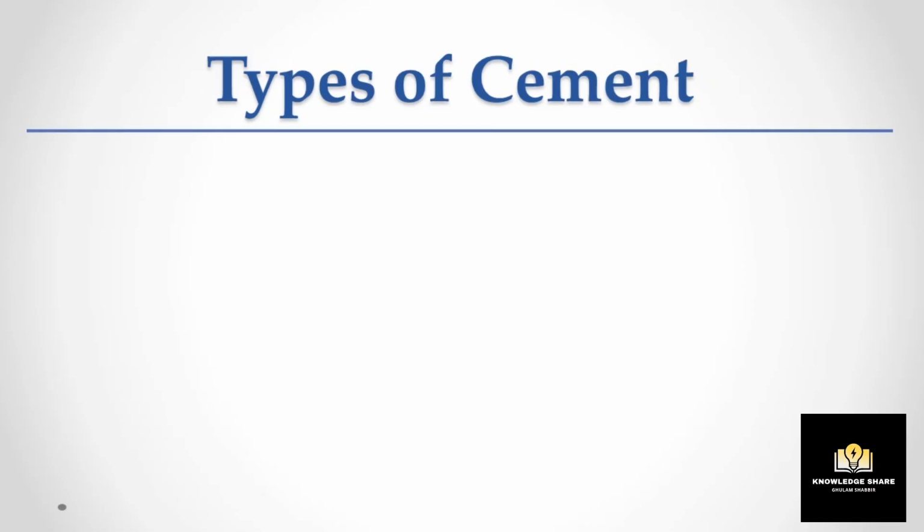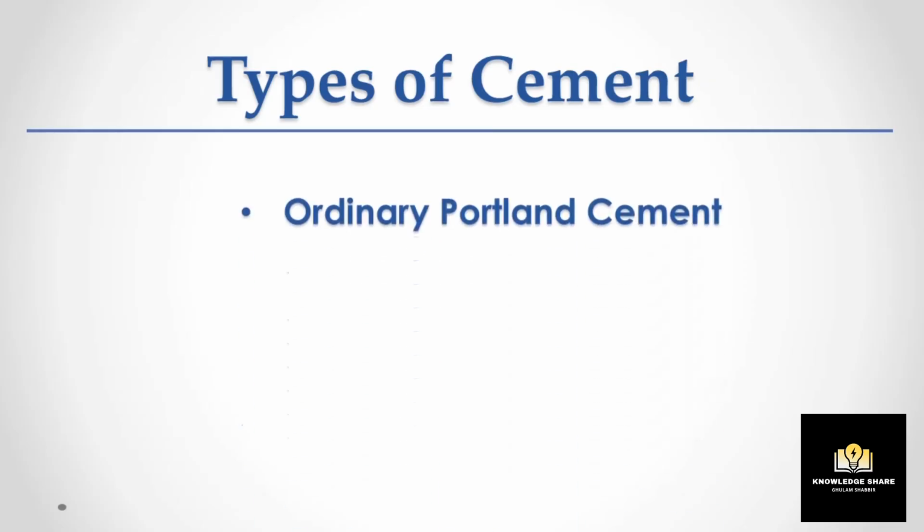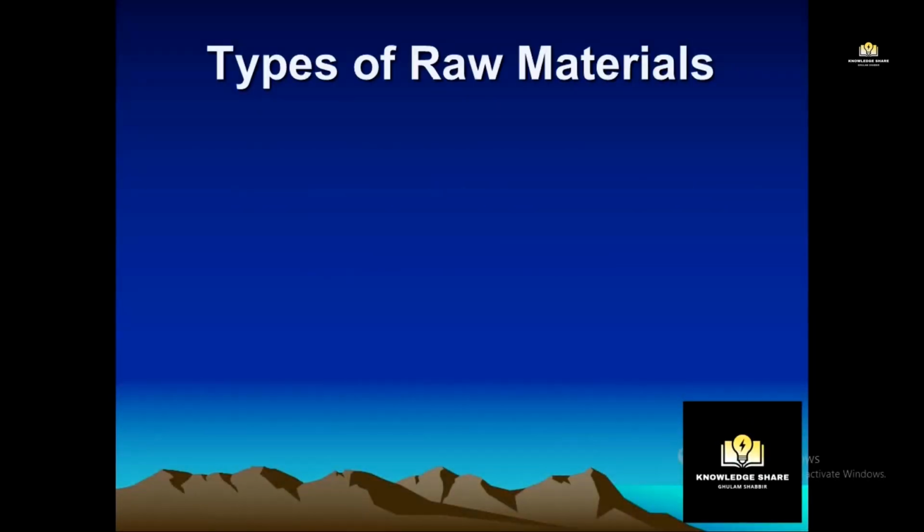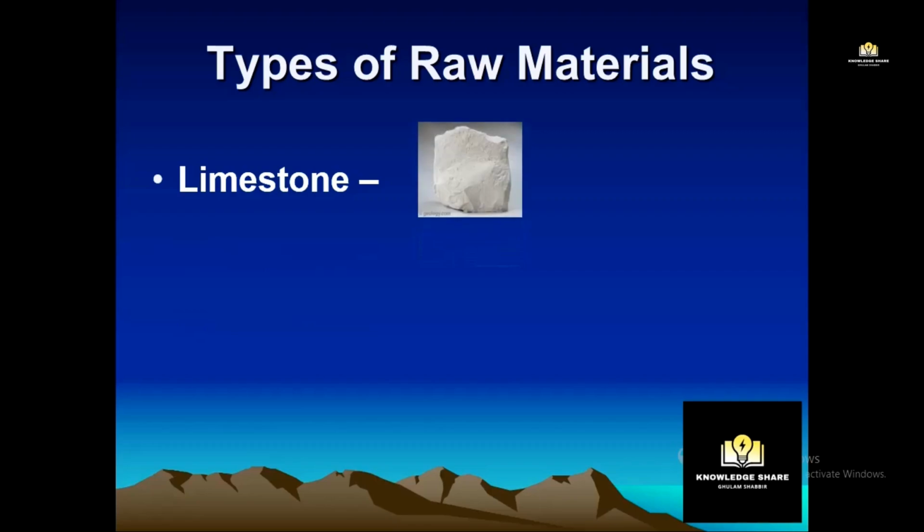There are many types of cement, but the most widely used is ordinary Portland cement, OPC. This name was given because the final product resembles the color of stone quarried on the Isle of Portland in Dorset, England. High-quality cements require raw materials of adequate purity and uniform composition.